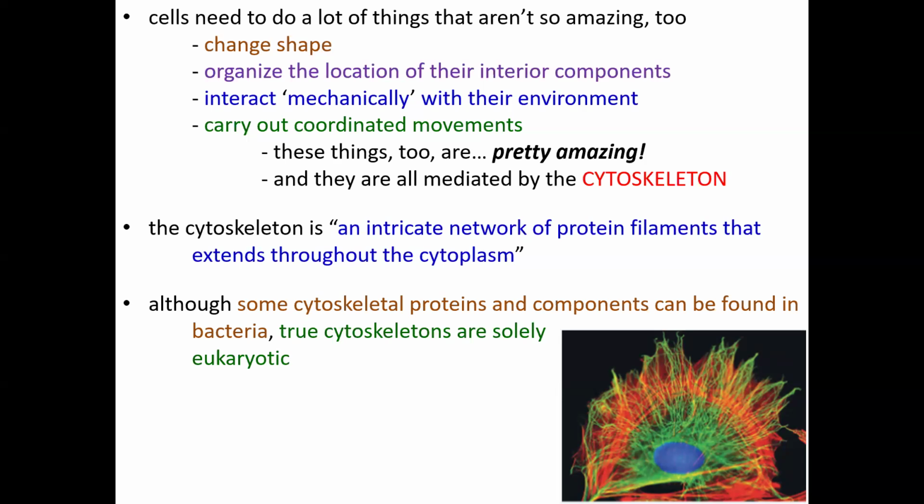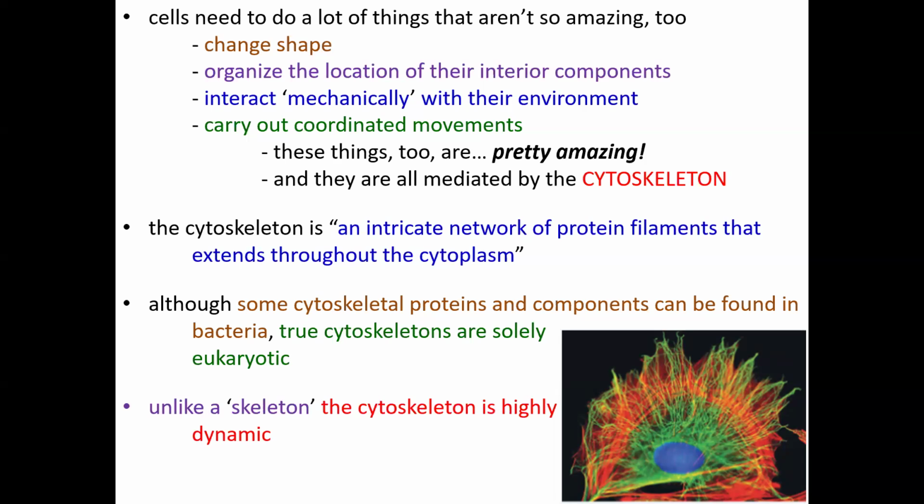Although some cytoskeletal proteins and cytoskeletal components can be found in bacteria, they aren't a true cytoskeleton. True cytoskeletons are solely eukaryotic. They're one of the defining features of a eukaryotic cell. And unlike a skeleton, sometimes that word is misleading there. The cytoskeleton, the cell's quote unquote skeleton, is highly dynamic. I mean, bones are dynamic too. We have osteoblasts. There are cells that break bone down and build new bones.